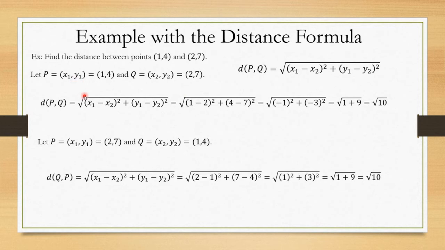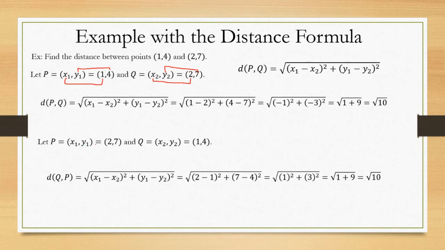Well, using the formula, we have our X coordinate, 1 minus 2. And 4 minus 7. And we're squaring those differences. Let me do it for everyone here. We have X sub 1 as 1, X sub 2 as 2, Y1 as 4, and Y2 as 7.